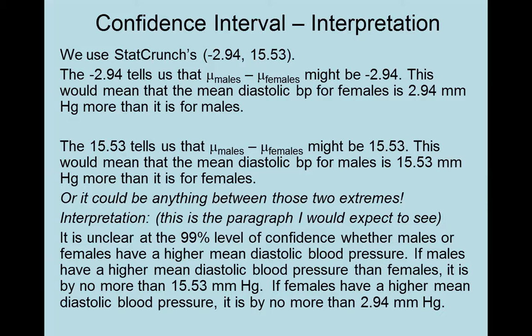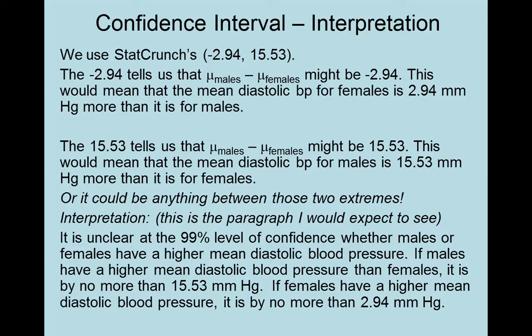So I go from, oh, it looks like females might have a larger mean, to they could be equal, to males might have a larger mean. So in this case, because we're doing a confidence interval and it goes from a negative to a positive, we can't tell which of the two numbers is really larger because it could be anything in that range.